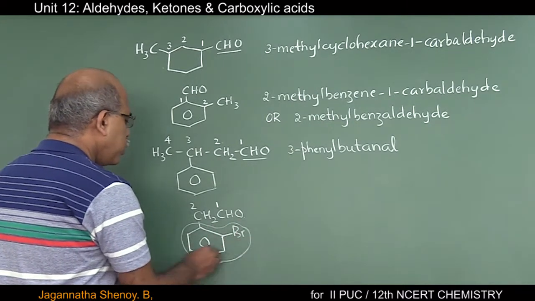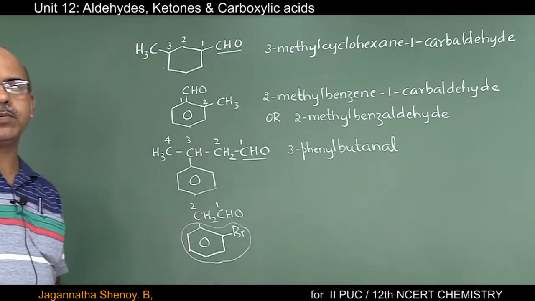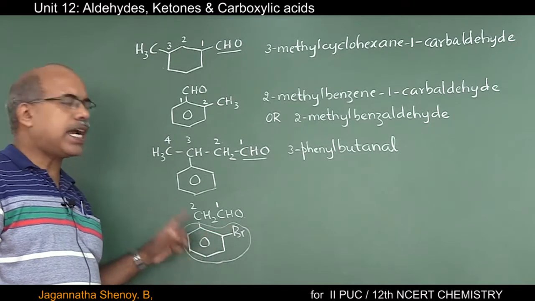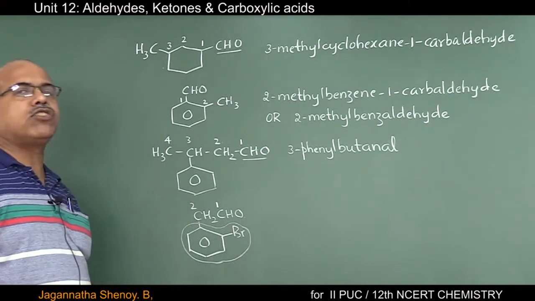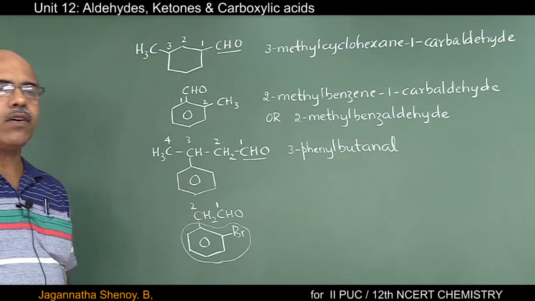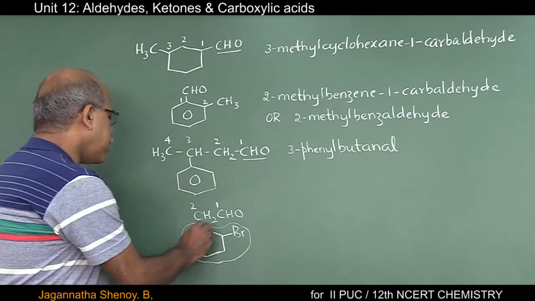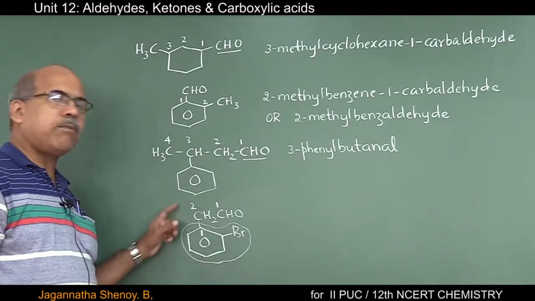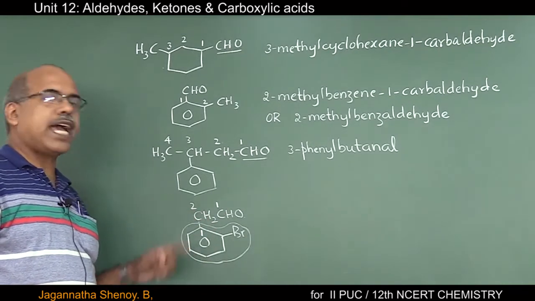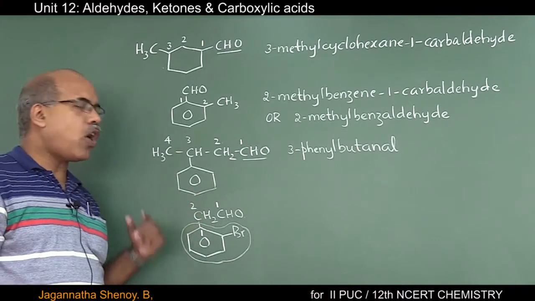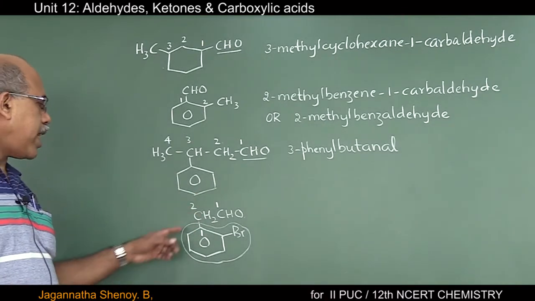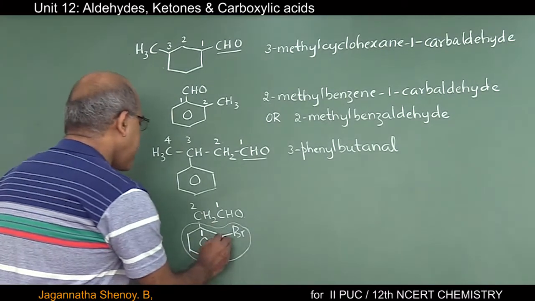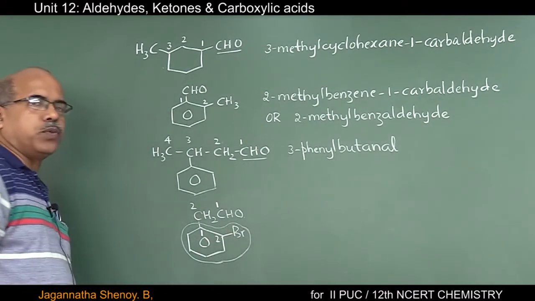So how am I going to name this particular group? You know that the carbon atom of the complex side chain, which is connected to the main chain, should be given number 1. So this has to be the first carbon atom. I repeat, the carbon atom of the complex side chain which gets attached to the main chain should always be given number 1. Then to indicate the position of the bromo group, I'll go in the clockwise direction. So it has to be 2.